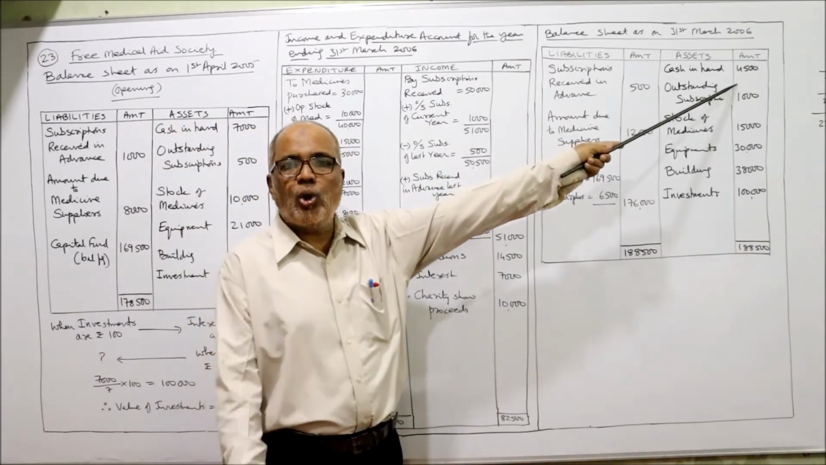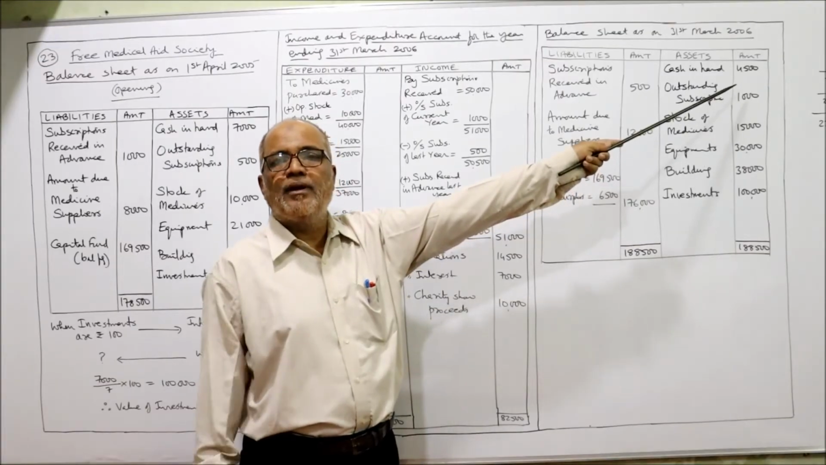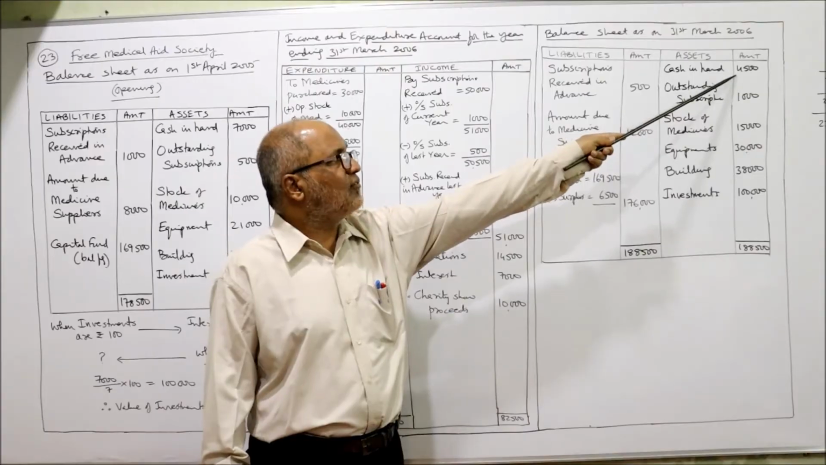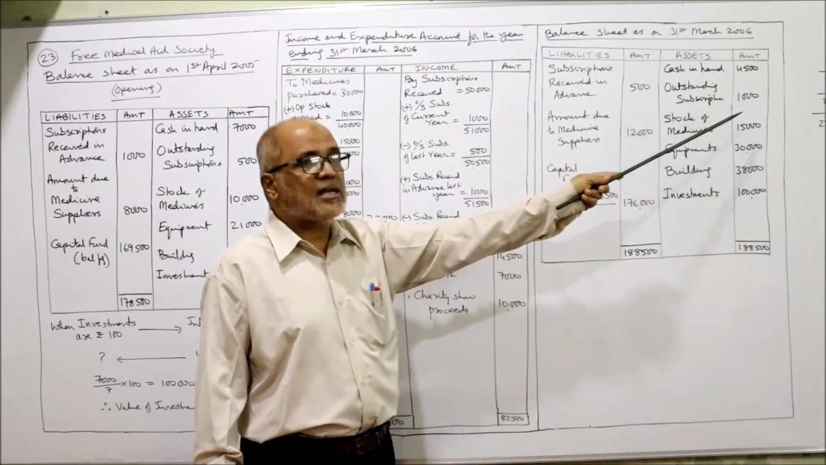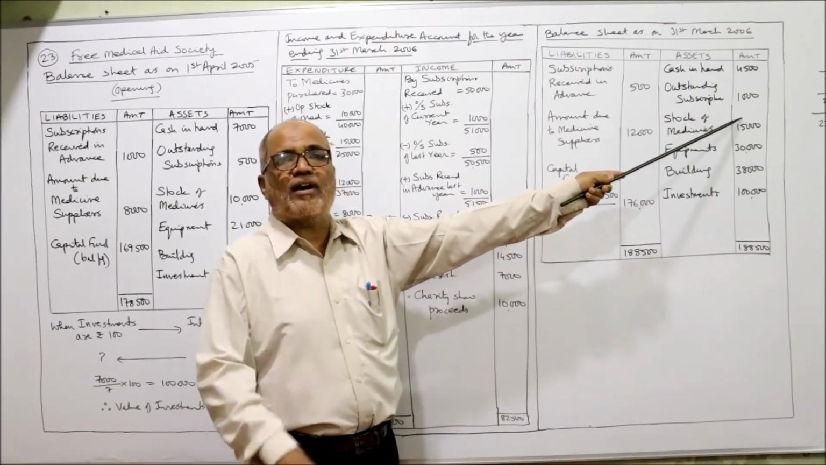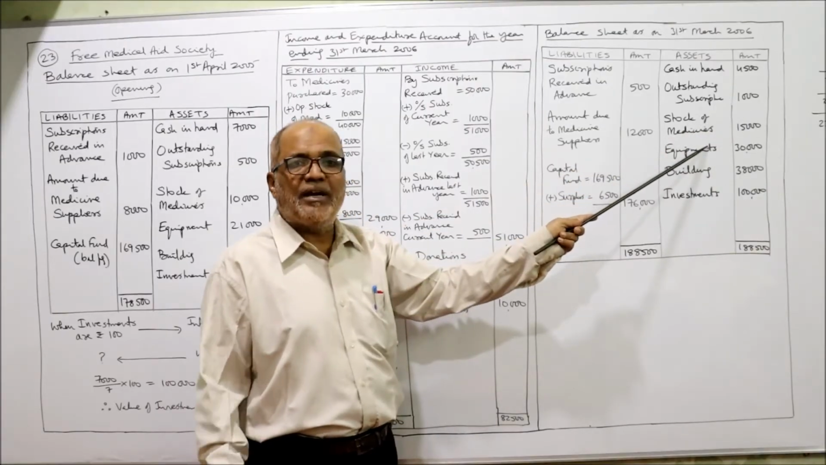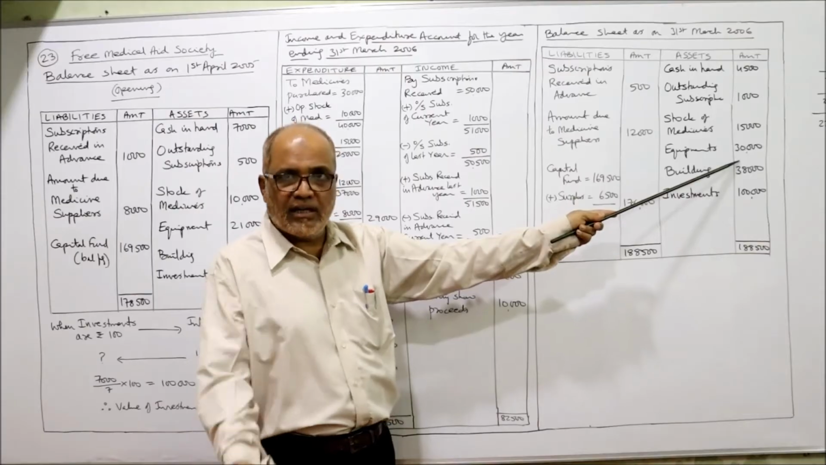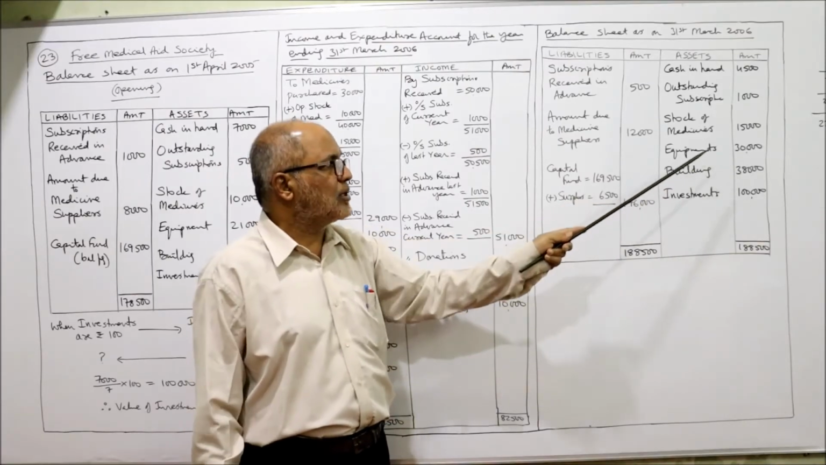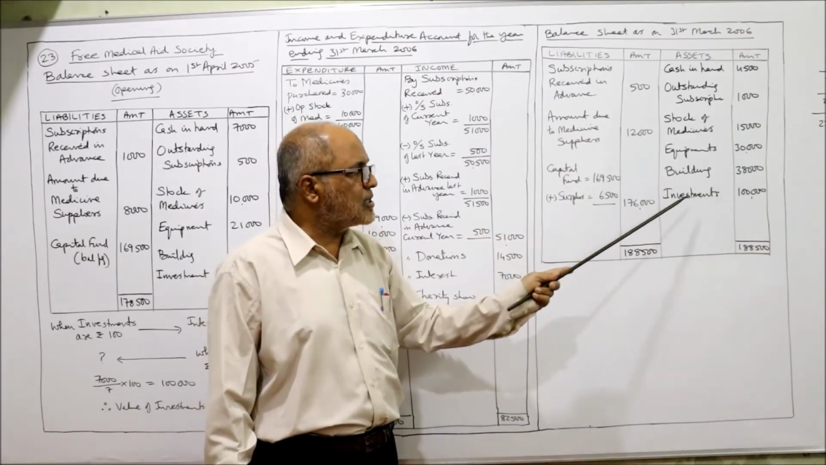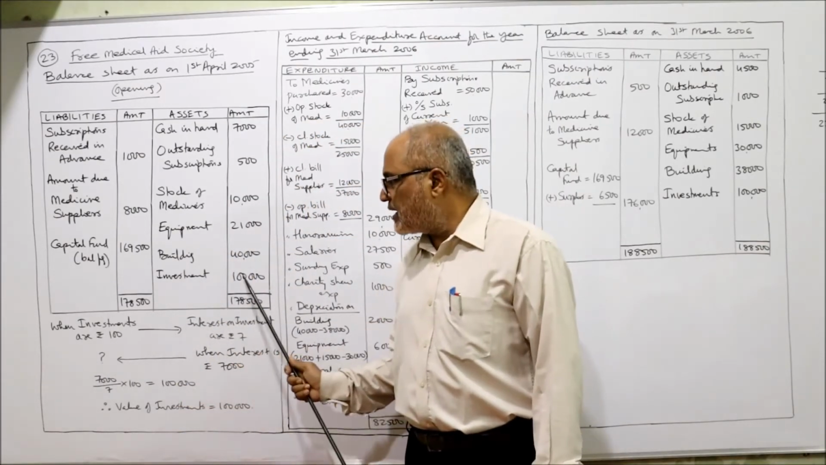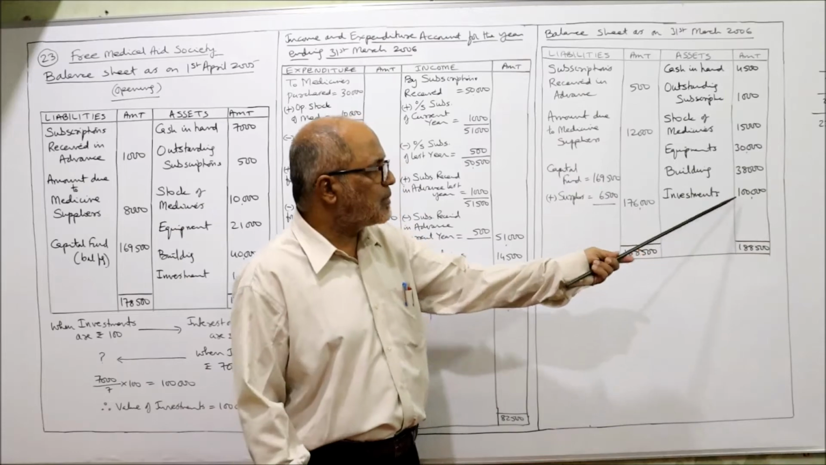Cash in hand. Closing cash in hand is given in the receipts and payments account, last item, right hand side. So closing cash in hand 4,500. Outstanding subscription at the end of current year 1,000. Stock of medicine at the end of current year 15,000. Then equipment, it is given at the end of the year 30,000. Building at the end of the year 38,000. Investment at the end of the year 1 lakh. Beginning of the year there was investment 1 lakh, end of the year also investment 1 lakh.